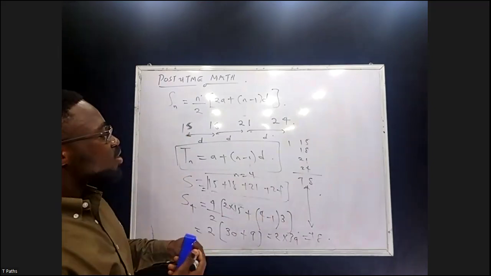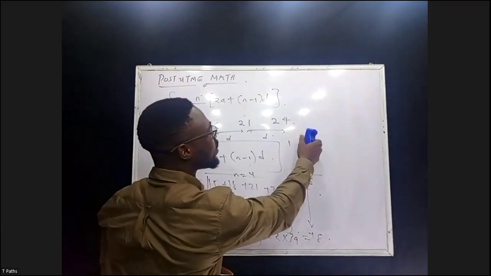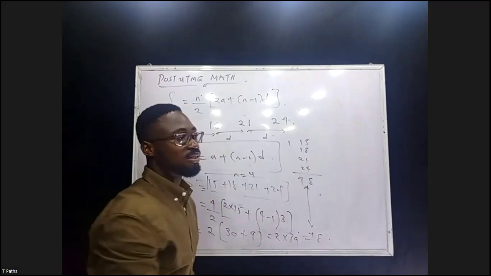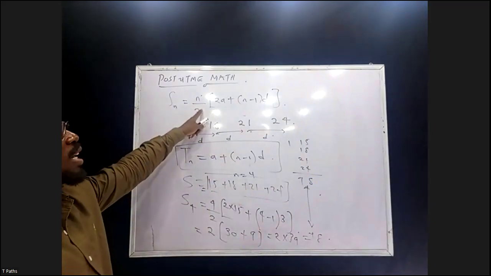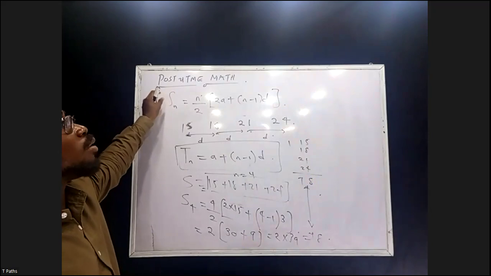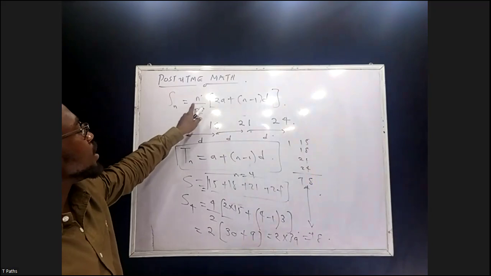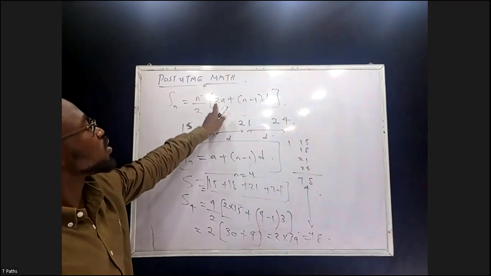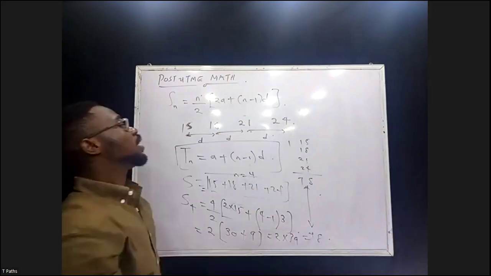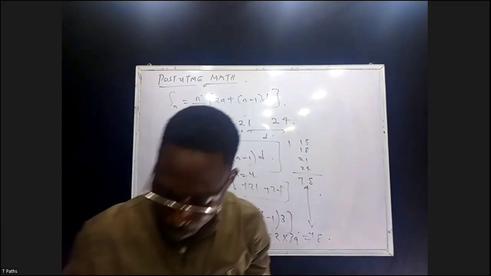But in a situation whereby we have hundreds of terms, will you start doing 15 plus 18 plus 21 plus 24 plus 27? No. That is why this formula is important. So with this formula, you can get the sum of the first n terms of any AP as Sn equals n divided by 2 into bracket 2a plus (n minus 1)d. Am I making sense? So let's start taking some problems.